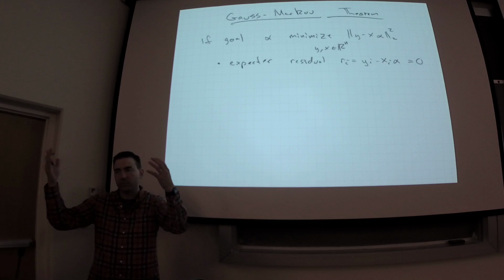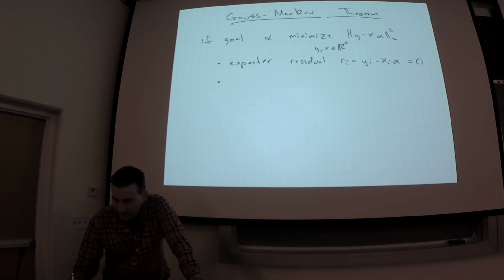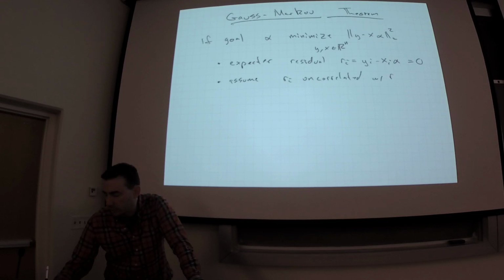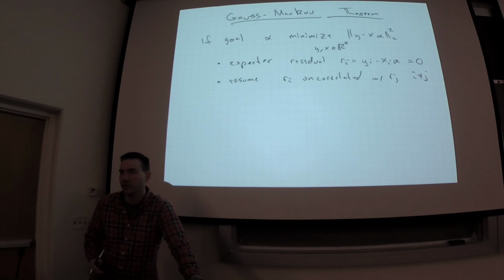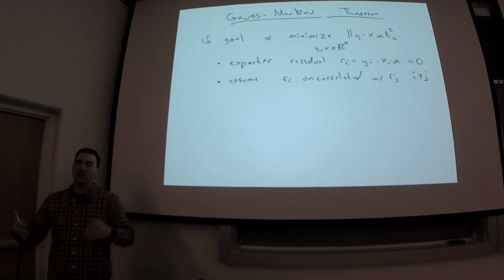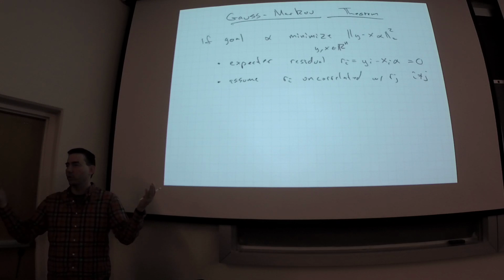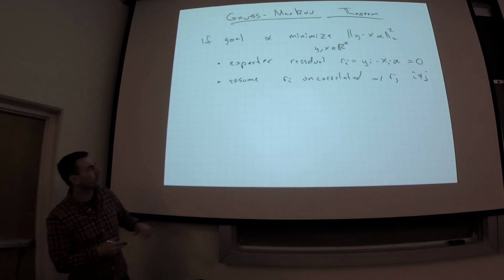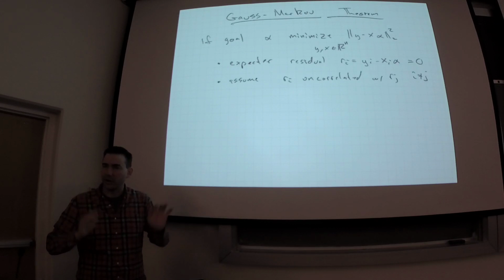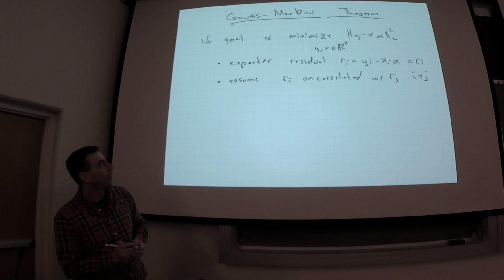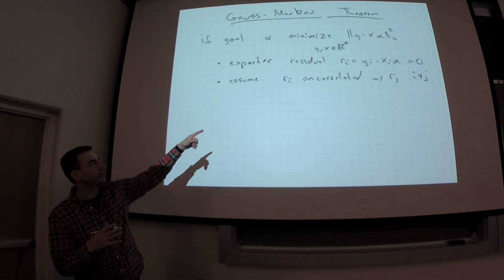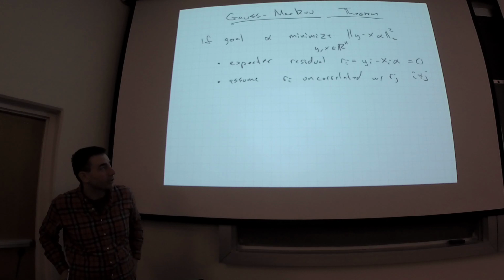So I want the expected residual to be 0, and I assume that Ri is uncorrelated with Rj for i not equal to j. So I assume that for two data points, there's no known correlation between the errors. If I assume correlation, everything becomes much trickier, and we won't even do that in this class. So I assume that the residual errors are uncorrelated with each other.